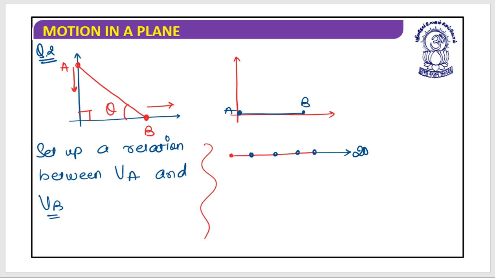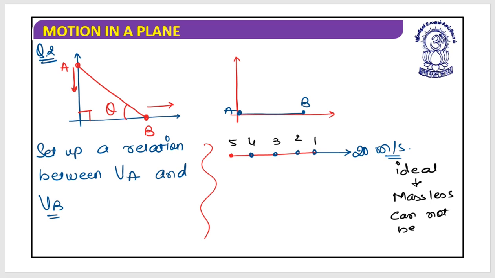Suppose the string is moving with a speed of 20 meters per second, and these are the different particles: particle number 1, 2, 3, 4, 5. Here we are assuming an ideal string, and when I say an ideal string, that means massless, cannot be stretched or compressed. It cannot be stretched, cannot be compressed, it should not have any mass.